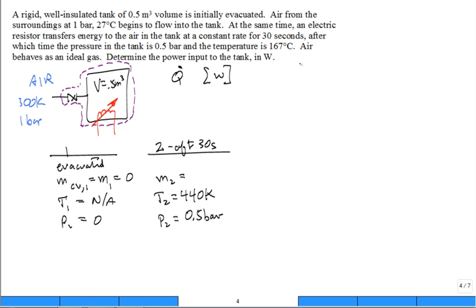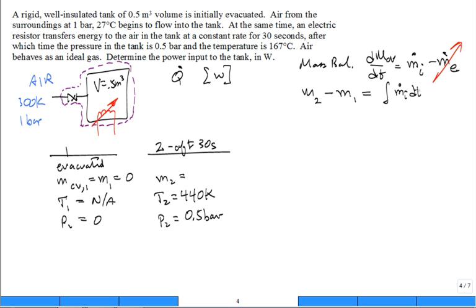If you do a mass balance for that control volume, we get that the rate of change of mass in the control volume with respect to time is equal to the rate at which it flows in minus the rate at which it exits. Now, is there any exiting? No, so it's just a positive inflow. So we separate, integrate, and we get the mass, the final amount in the control volume, minus the mass, the initial amount in the control volume, equal to the integral of the rate at which it flows in dt. Seems like a trivial statement, but there it is. This one is 0 because it's initially empty.